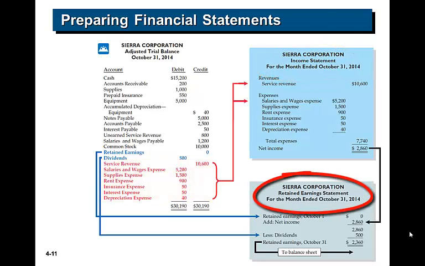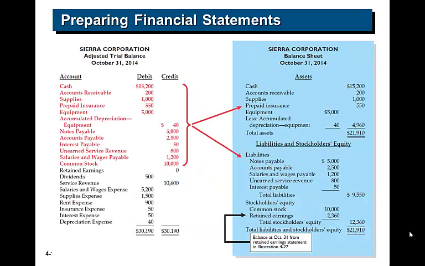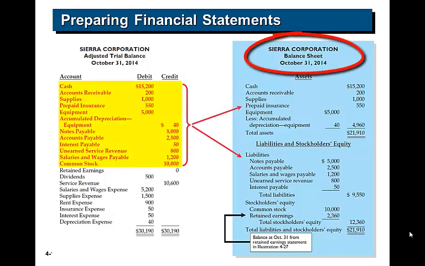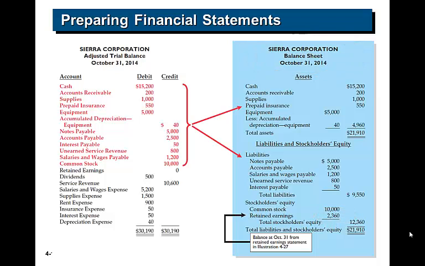We then prepare the retained earnings statement, pulling the beginning retained earnings number from the adjusted trial balance, the net income number from the income statement, and the dividends number from the adjusted trial balance. Finally, we prepare the balance sheet, pulling the asset, liability, and common stock numbers from the adjusted trial balance, and the retained earnings number from the retained earnings statement. As you can see, once we prepare the adjusted trial balance, the financial statement preparation is fairly easy.